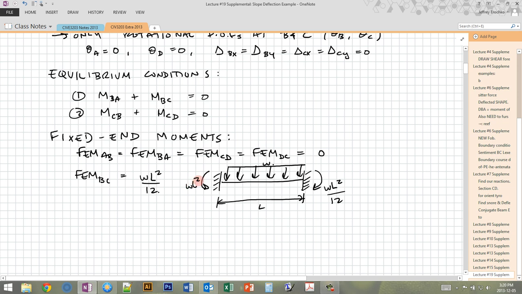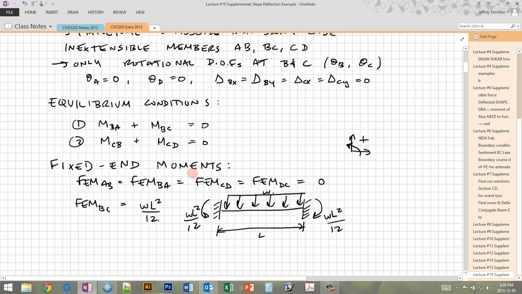and WL squared over 12 in opposite directions. So if our sign convention looks like this, where to the right and up and counterclockwise is positive, then the one on the left here would be considered positive because of counterclockwise, and the one on the right would be considered negative because it's clockwise.